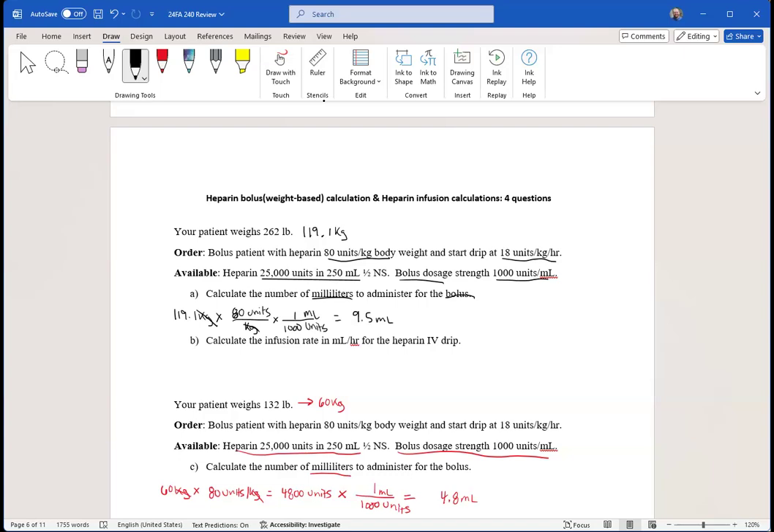Then we're going to follow the same kind of steps for the infusion rate. So we'll take the patient's weight, 119.1. This time we're going to be multiplying by the infusion rate, which told us the 18 units per kilogram per hour.